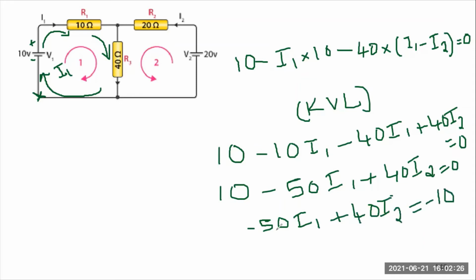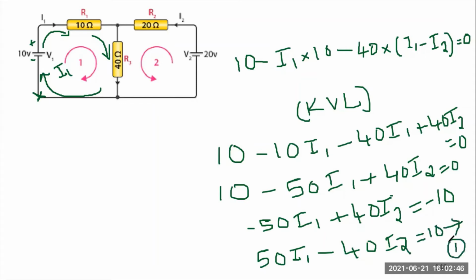For my convenience, I will multiply throughout the equation by minus 1, so that I will get a comfortable equation: 50 I1 minus 40 I2 is equal to 10. You may call it equation 1. This must be equation number 1. I think it is clear. So 50 I1 minus 40 I2 is equal to 10. Please call it equation number 1.